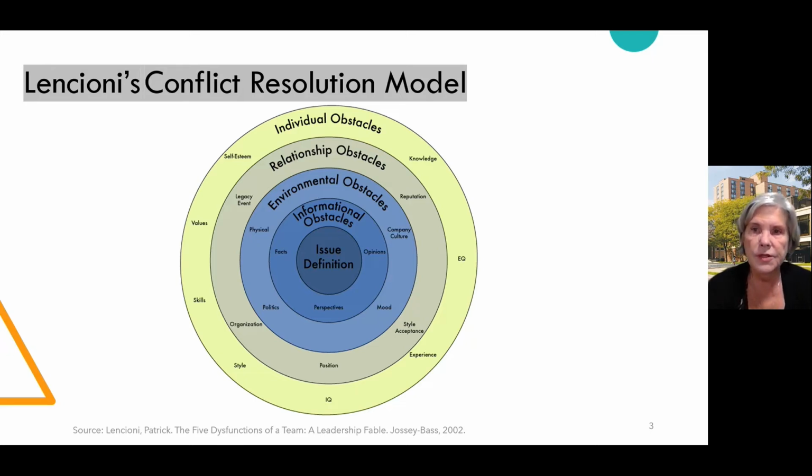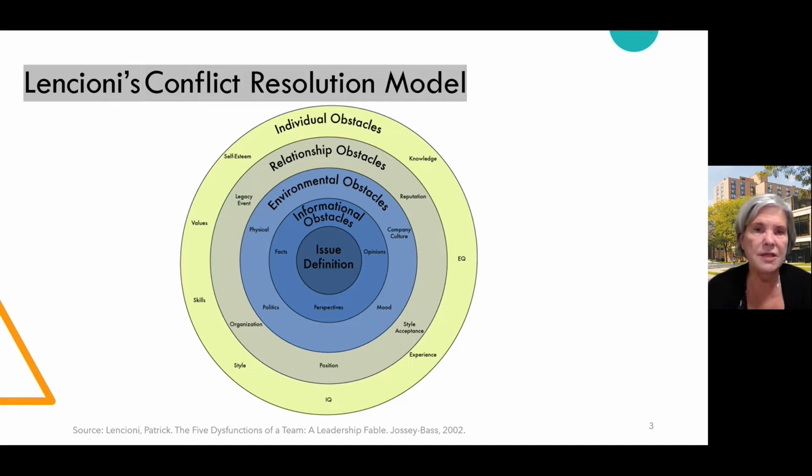Central to his concept of addressing and managing team dysfunction is Lencioni's conflict resolution model. The model illustrates why it is challenging to get to the heart of the issue in the middle of the circle and make the real problem or issue the focus of the interaction of the team. Several layers must be penetrated before getting to that core problem. Avoiding conflict does not work and help you get there. In fact, that can exacerbate the problem.